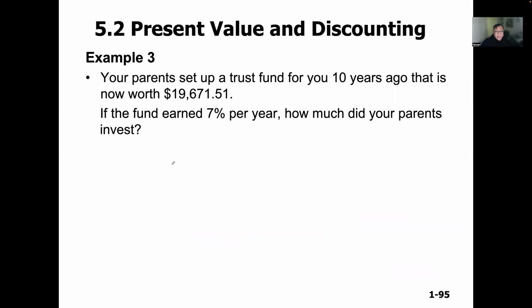Example 3, your parents set up a trust fund for you 10 years ago. Now it's this. So the question is, how much did your parents invest? If you draw a timeline, this is now, but now does not always mean present value, because you also have here 10 years ago.